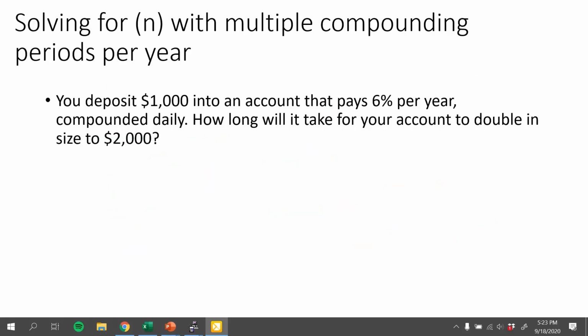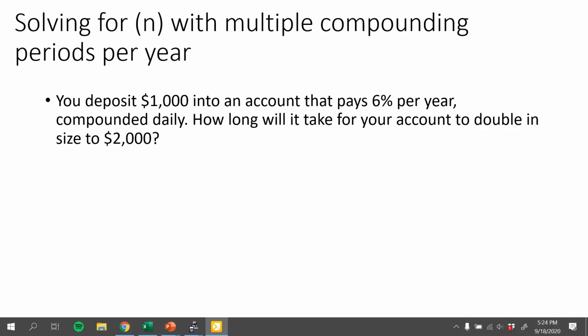Let's do another problem where in this case we're solving for N. So we want to find out what is the N when we have multiple compounding periods per year. For this one, it's really important that you pay attention to the units. So let's do this. You deposit $1,000 into an account that pays 6% interest per year, compounded daily. So you get interest one time a day. How long will it take for your account to double in size to $2,000?